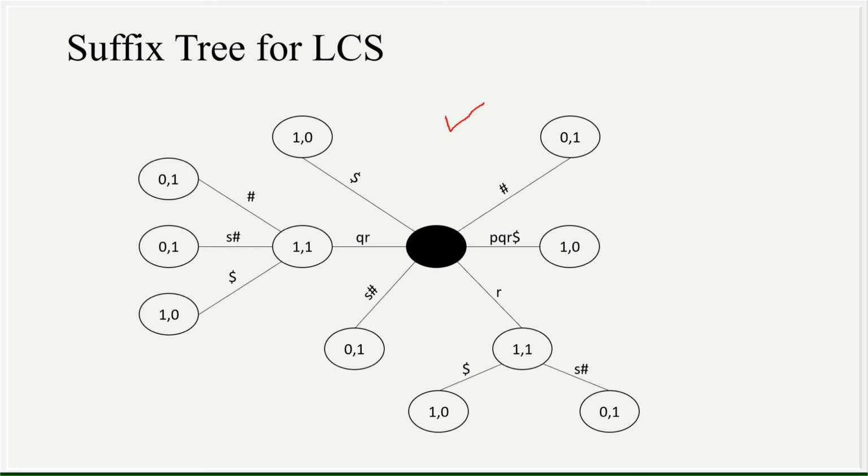Now you might be seeing some different values in the nodes. These values I'm talking about: 0 1, 1 0, 0 1, 1 0. Let me quickly explain what these values mean. These values help in determining the length and also the tuple value of the substring.